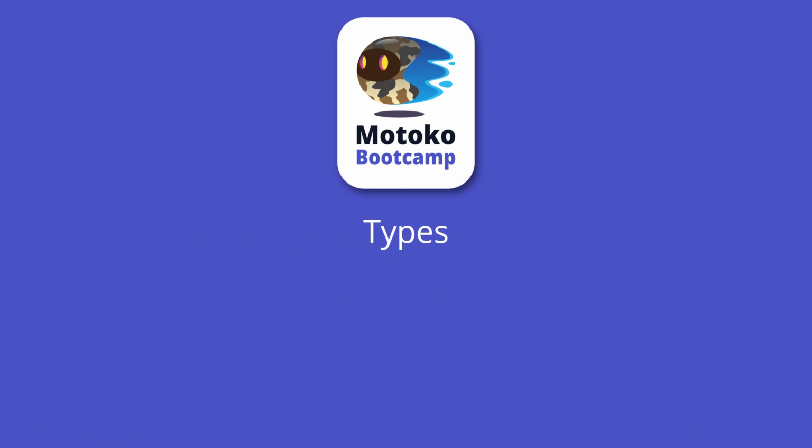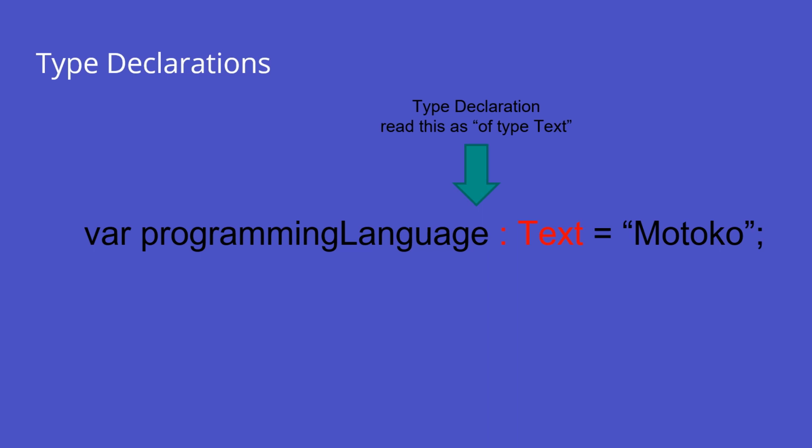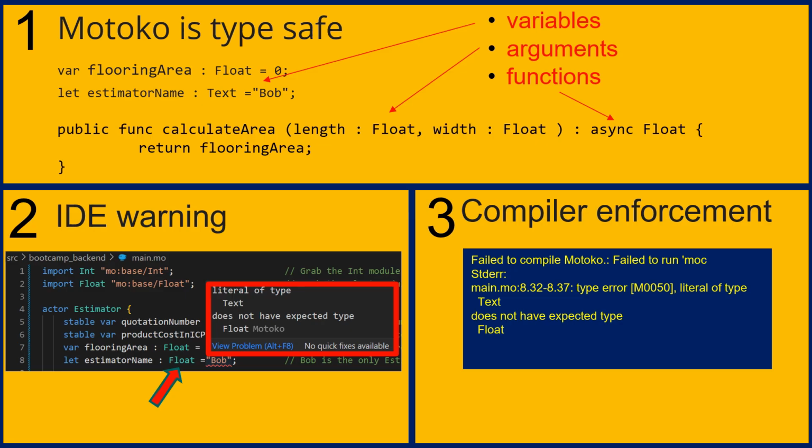Now let's circle back to talk about types a little bit more. We've already shown how to declare a variable including its type. And we've done the same for arguments to functions and the return values. So we've got a good idea of how to do that. So Motoko is in fact a type-safe language. It requires that we declare the type for variables, arguments, and functions.